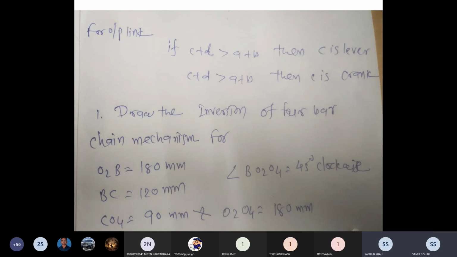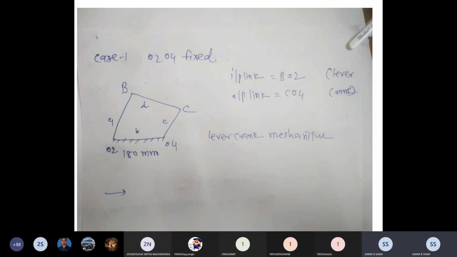I repeat, initially we are fixing O2, O4 as shown in this slide.